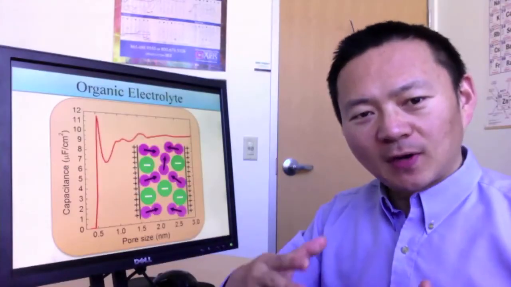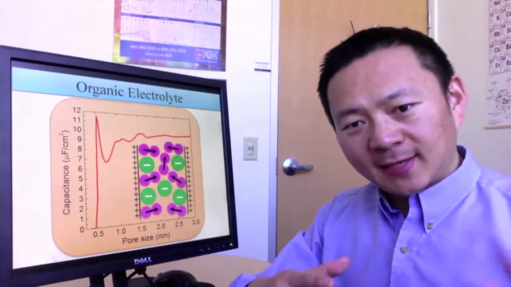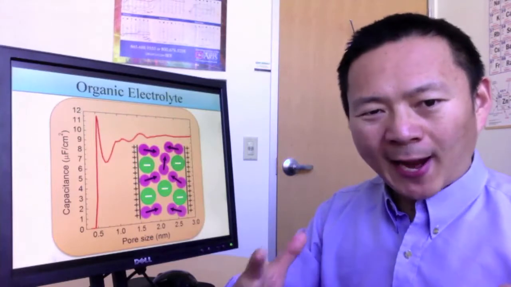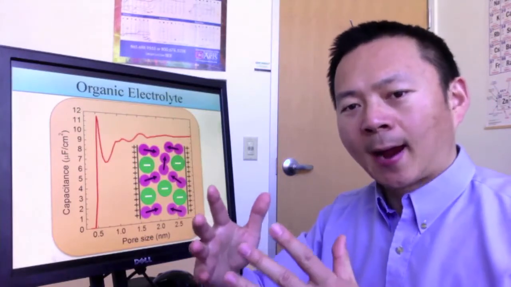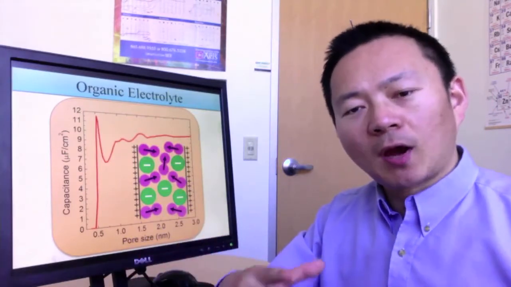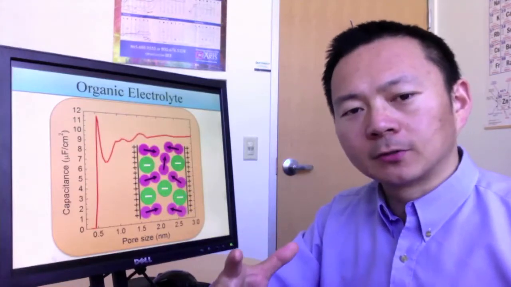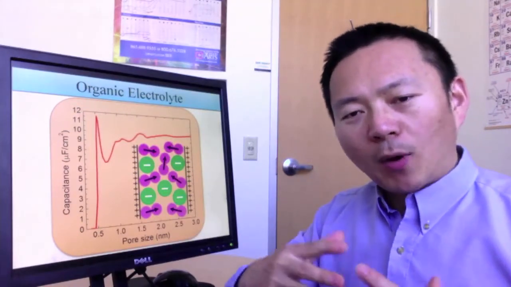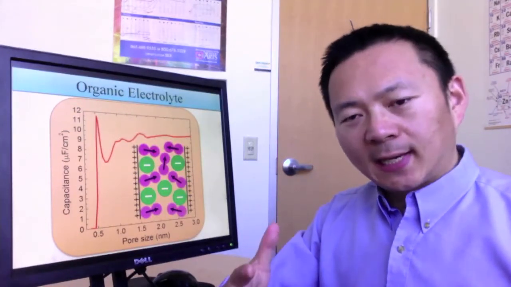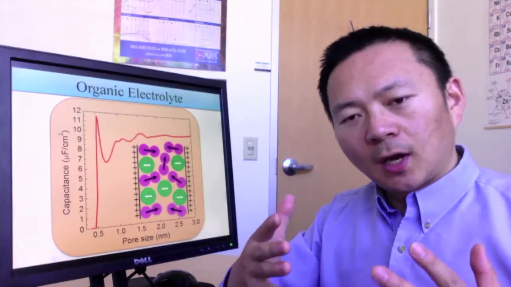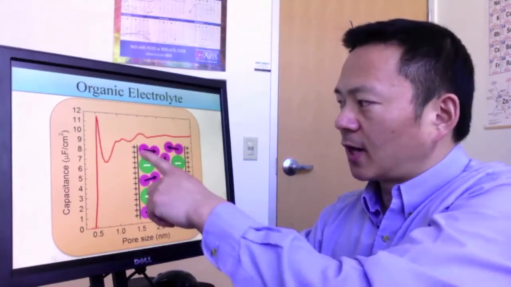Next, let's move on to organic electrolyte, which is more widely used in both academic and commercial EDLC devices. The difference between an organic electrolyte and an ionic liquid electrolyte is that now you have neutral polar solvent molecules, and then you have cations and anions dissolved in it, and that's your electrolyte. And so in our classical DFT model, we take the solvent molecule into account by using a dipole.